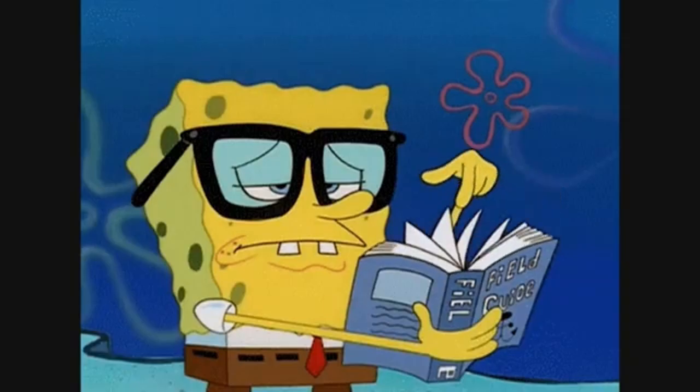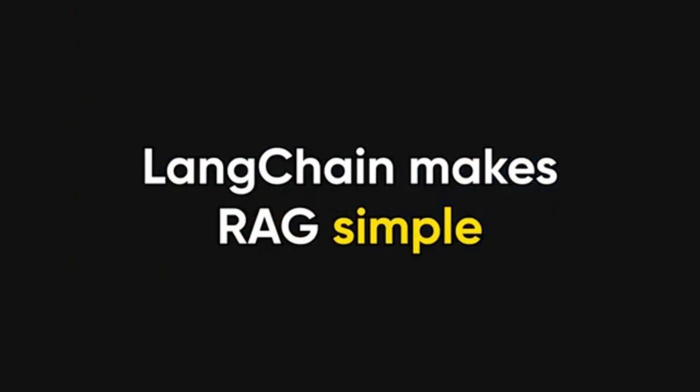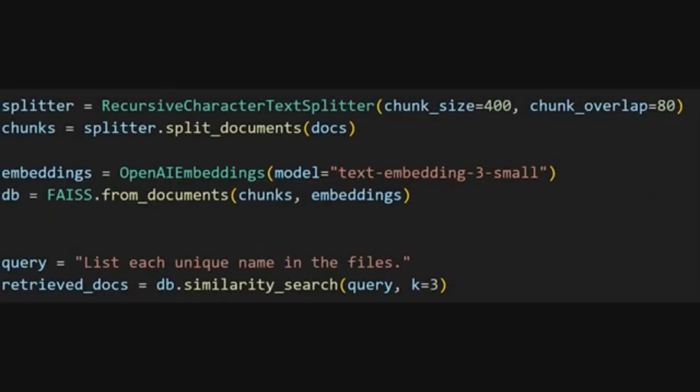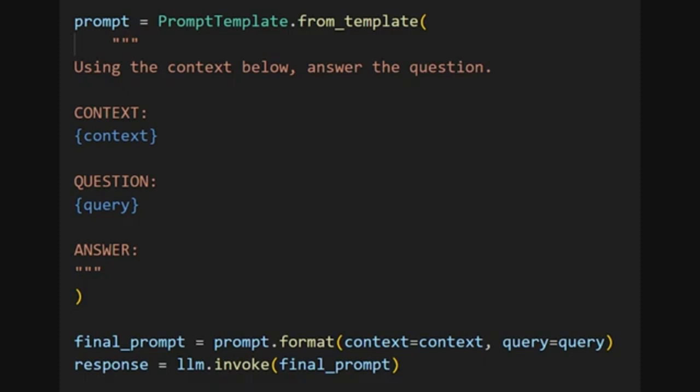If you need your model to access real knowledge, LangChain makes Retrieval Augmented Generation, or RAG for short, simple. You embed your PDFs, docs, or databases, store them in a vector database, and LangChain retrieves the relevant chunks at runtime so the model works with accurate information instead of guessing.